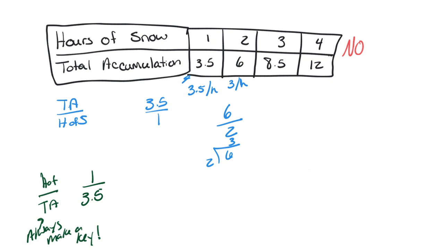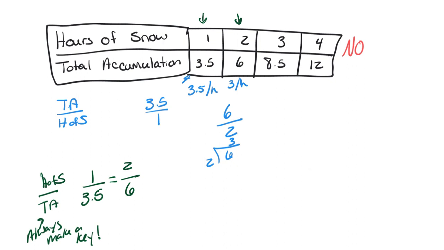So I have the first option right here, right? This is what I wrote here. I have 1 over 3.5 equals the second group, so 2 over 6. So pay attention, I have hours of snow to hours of snow, both my numerators, and then total accumulation here and here. So that's this one and that's this one.